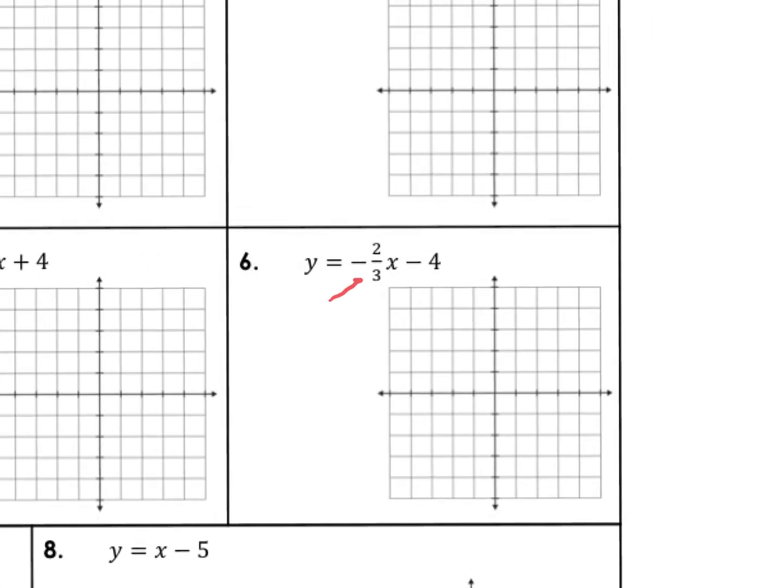Again, negative 2/3 is the slope. And because there's a subtraction sign in front of the 4, that means that our intercept is going to be negative. And we're going to graph it at (0, negative 4). So we start at the origin and go down to negative 4: 1, 2, 3, 4, and put a dot. And then our slope is negative 2 over 3.